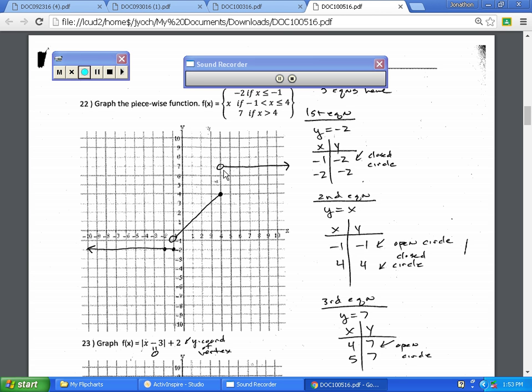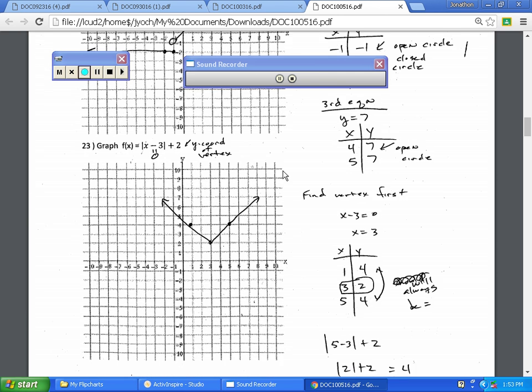4, 7 is right there. It's a graph to the right. Alright, that's going to be a 6-pointer tomorrow. So is this one, guys.